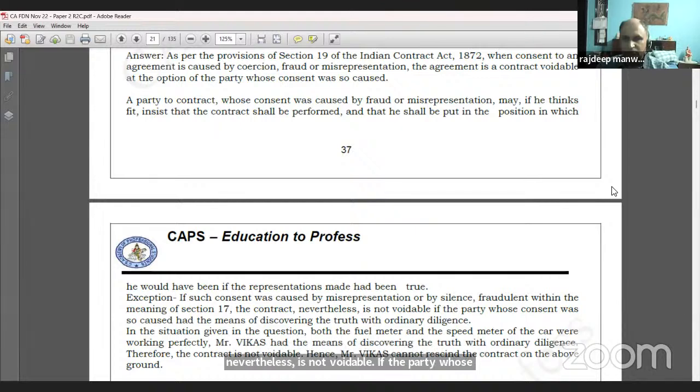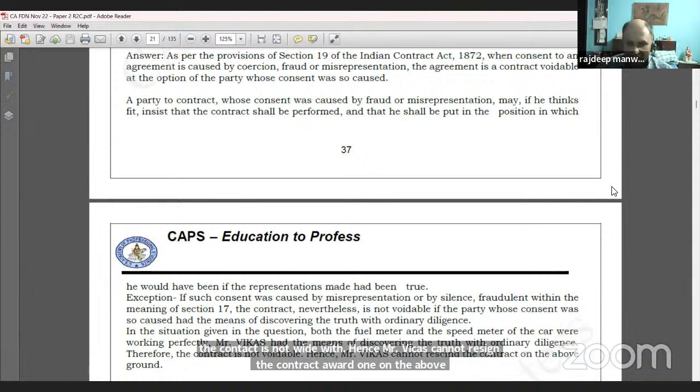In the situation given in the question, both the fuel meter and the speed meter of the car were working perfectly. Mr. Vikas had the means of discovering the truth with ordinary diligence. Therefore, the contract is not voidable. Hence, Mr. Vikas cannot rescind the contract on the above ground.